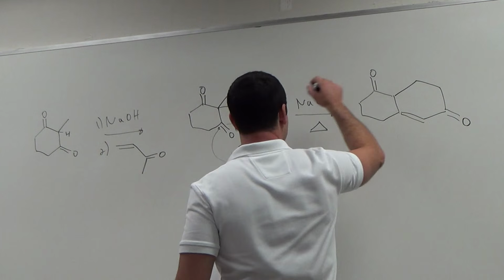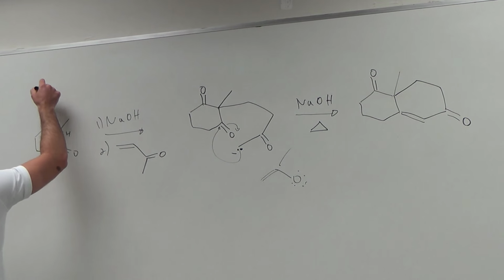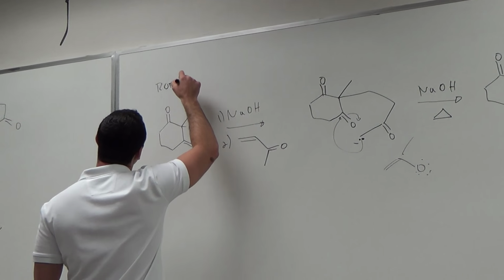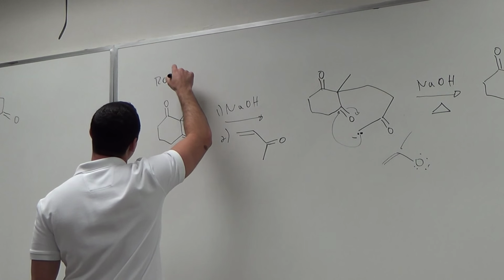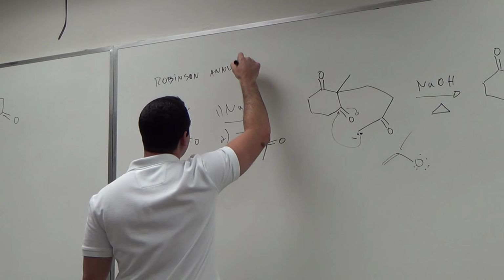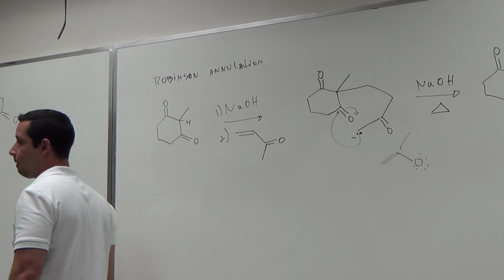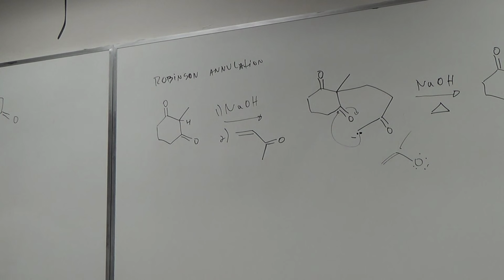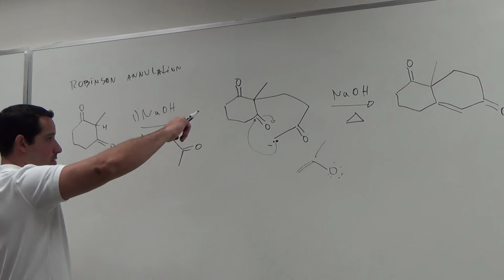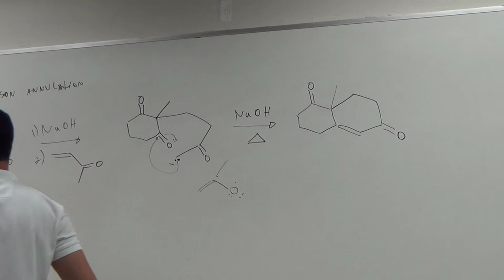The name of this is called the Robinson annulation. Robinson annulation. And in this Robinson annulation, what we get is that type of ring, okay? And you have to have the carbonyl.